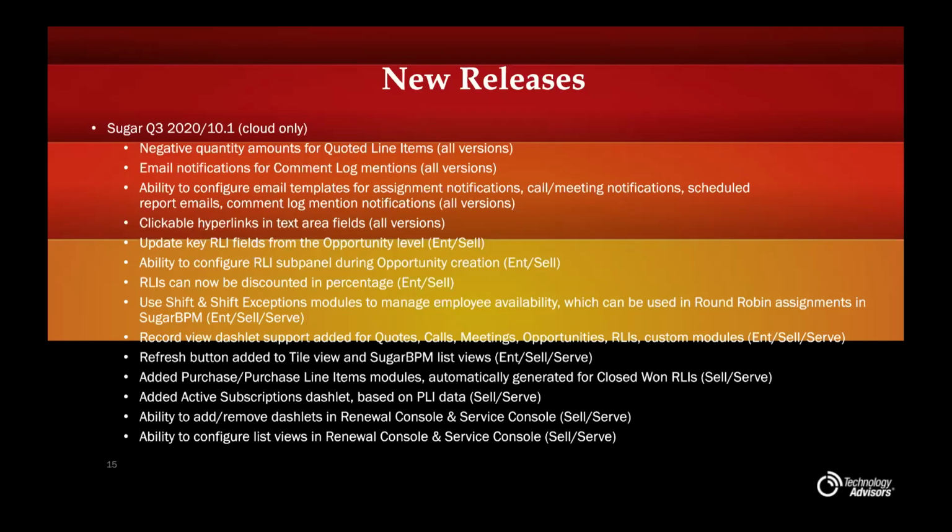The other big thing that was added for Sell and Serve in this release was a new set of modules called purchases and purchase line items. These are primarily used for managing subscription-like services that you might be selling customers that have a start and an end date, or really any customer purchases, I guess, but really allowing you to see exactly what someone's purchased, when they've purchased it, and it generates that data automatically based off of your closed won revenue line items.